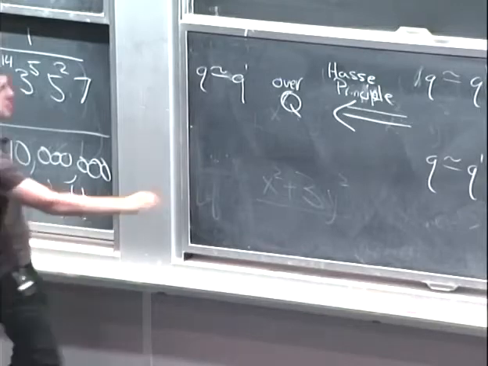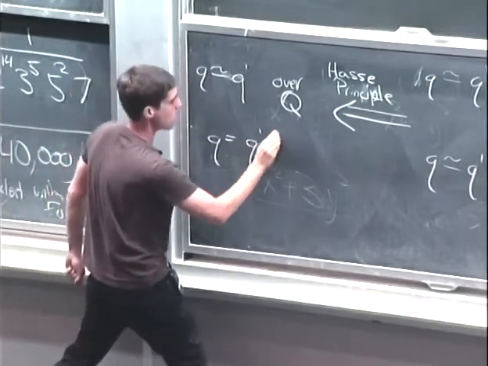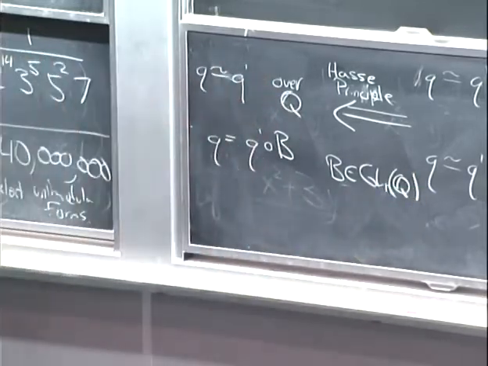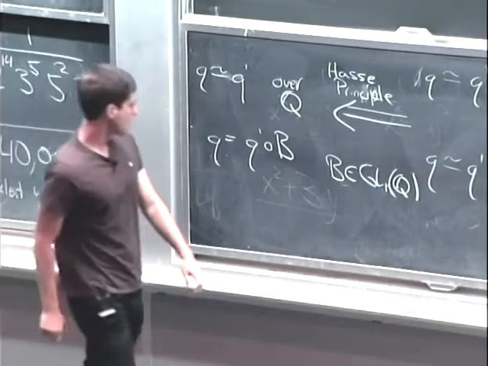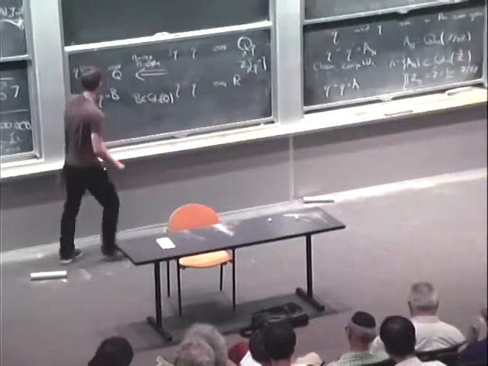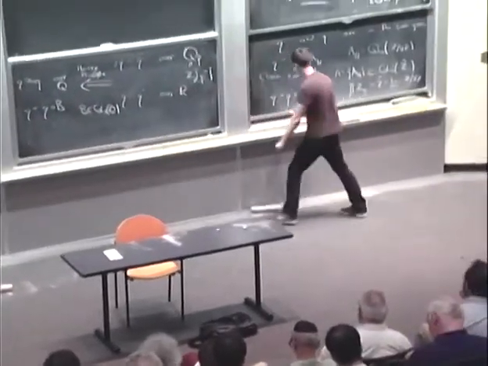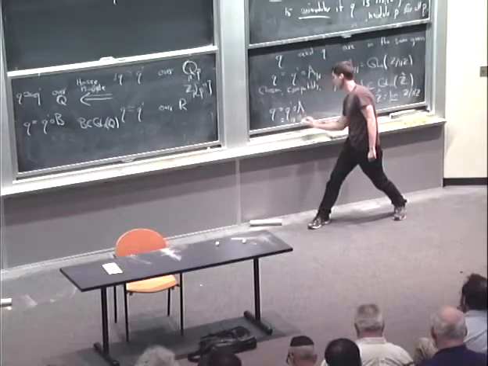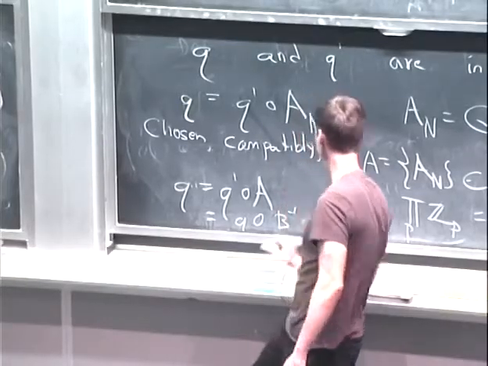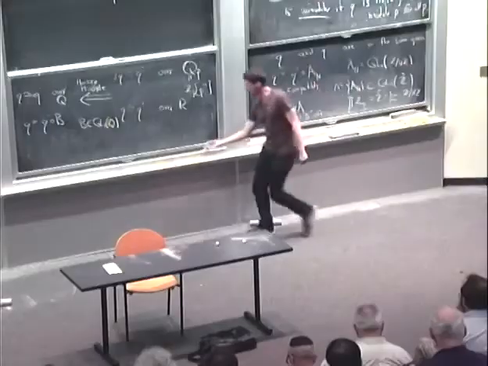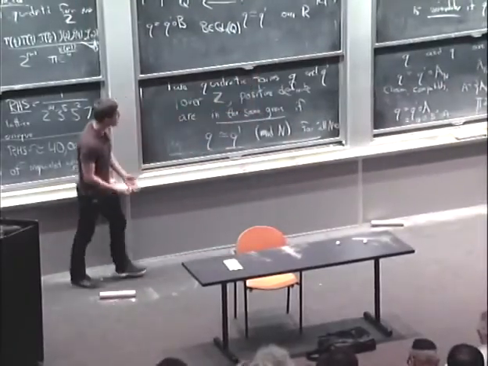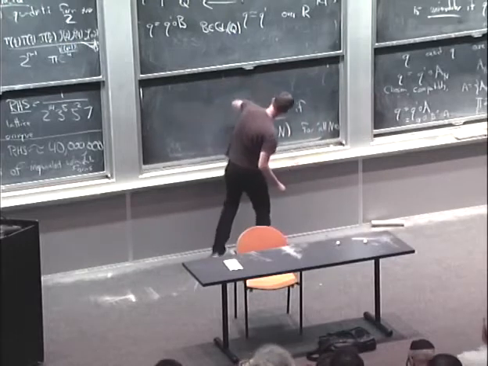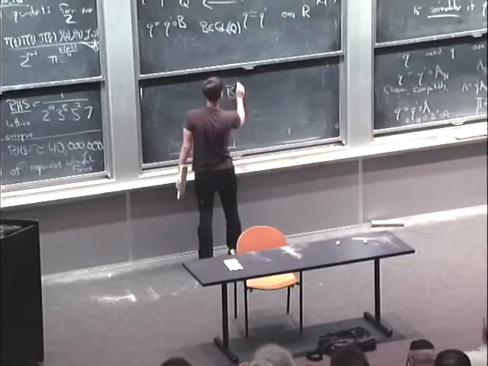All right, so what does that mean? That means that we can write Q as Q prime composed with B, where B is some n by n matrix over the rational numbers. All right, so let's combine these two facts. So Q is Q prime composed with A, and I can write Q prime as Q composed with B inverse. So Q is Q composed with B inverse composed with A. So what does that tell us? We have something that lies in the orthogonal group of Q. We have a linear transformation that preserves the quadratic form Q. Namely, this expression B inverse A.